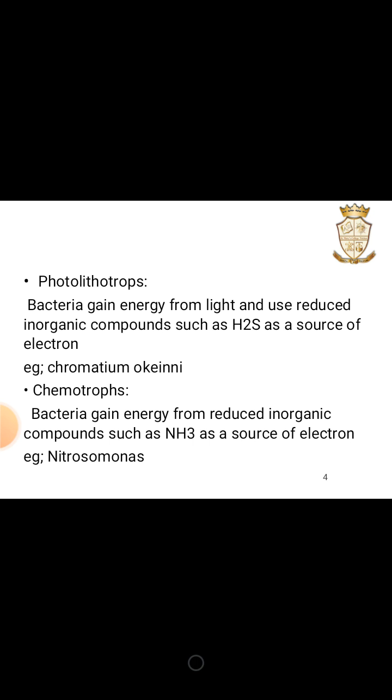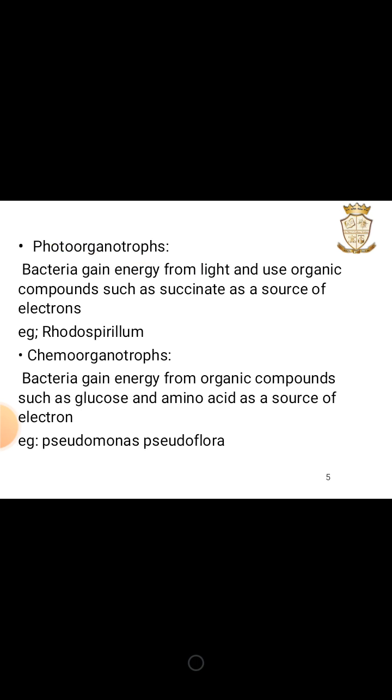Photolithotrophs are bacteria that gain energy from light and use reduced inorganic compounds such as H2S as a source of electrons. Chemolithotrophs are bacteria that gain energy from reduced inorganic compounds such as NH3 as a source of electrons. Photoorganotrophs are bacteria that gain energy from light and use organic compounds such as succinate as a source of electrons. Chemoorganotrophs are bacteria that gain energy from organic compounds such as glucose and amino acids as a source of electrons.